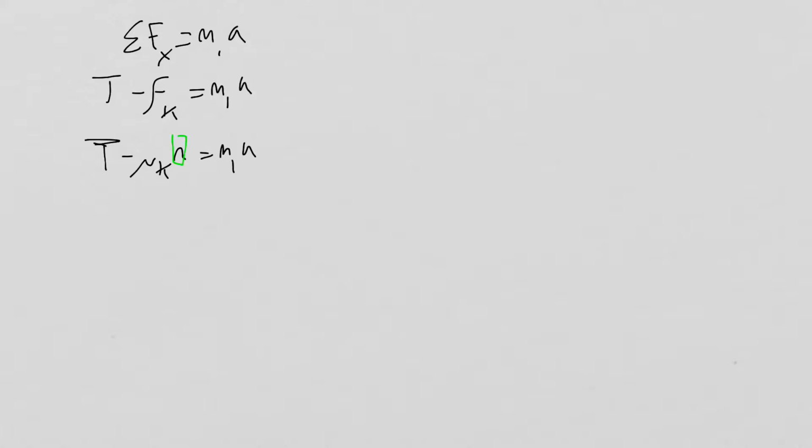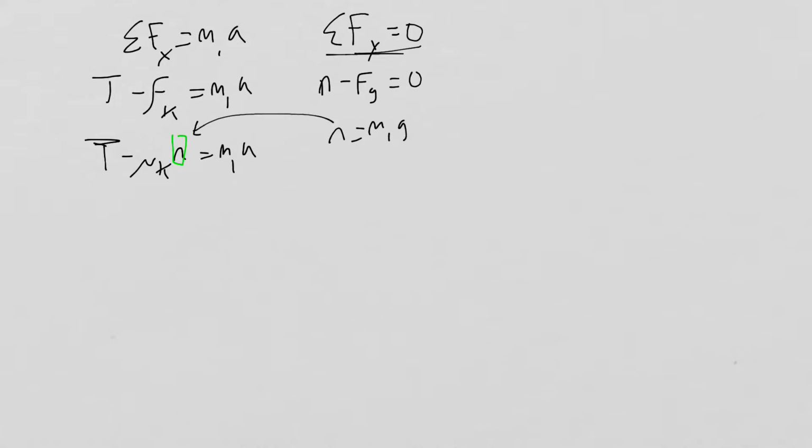Even though it's moving, block 1 is still in vertical equilibrium. It's not accelerating up or down, so this equation is still true: the normal force equals m1g. So we can put that in, and T minus mu k m1g equals m1a. Now we realize that if we want to solve for acceleration, we need the tension, and that's actually what part D is asking as well. So we need acceleration and tension, which answers C and D, but we don't know either from that equation, so we need another equation.